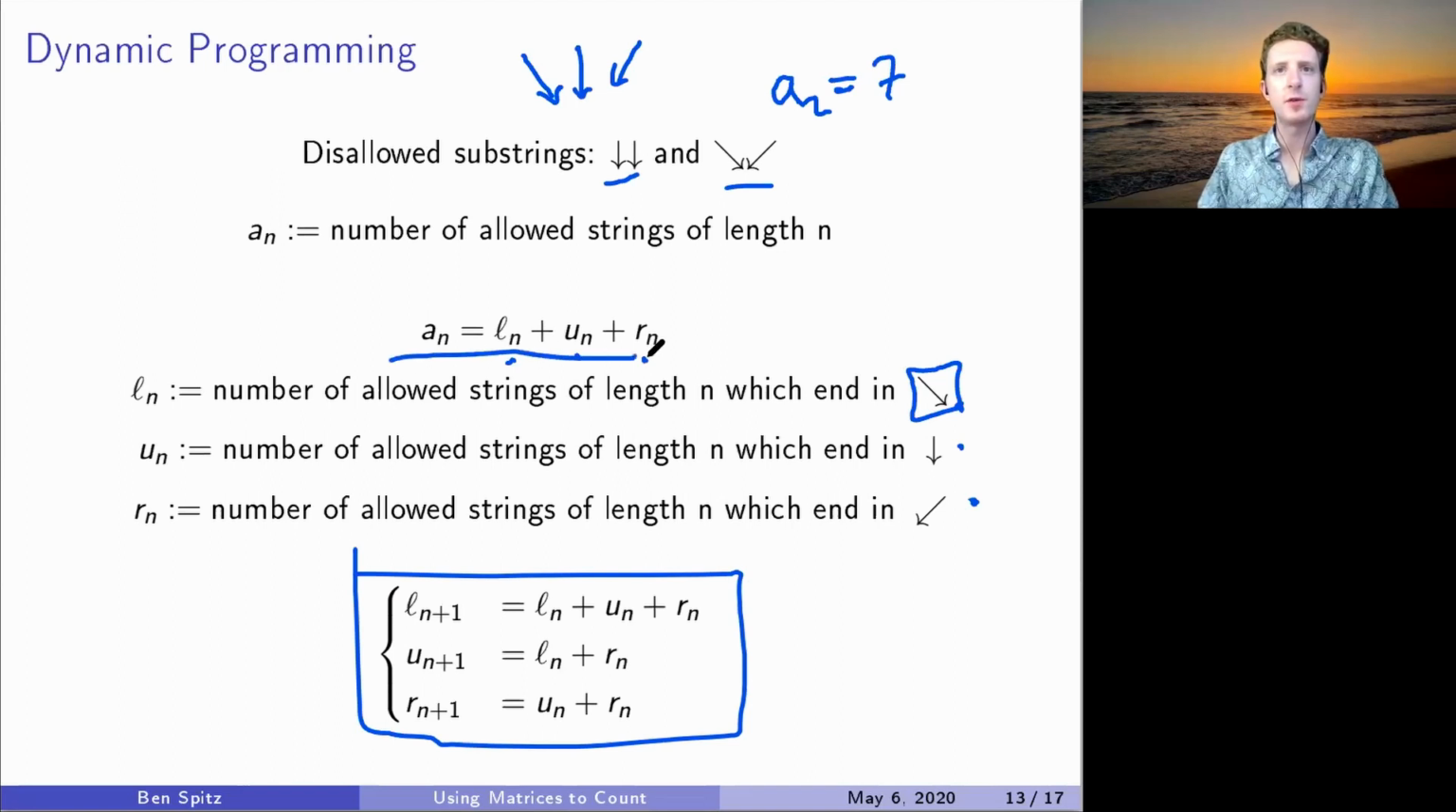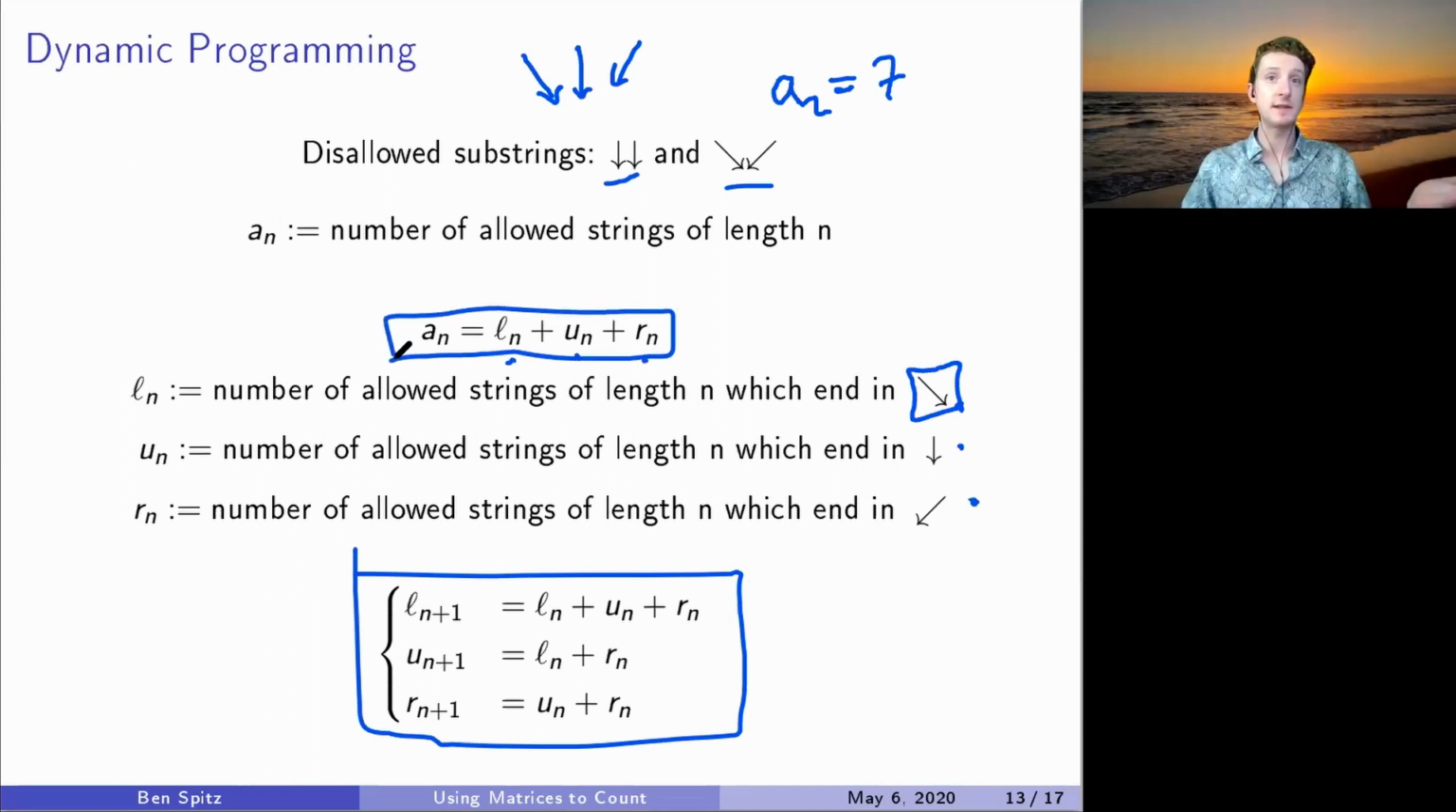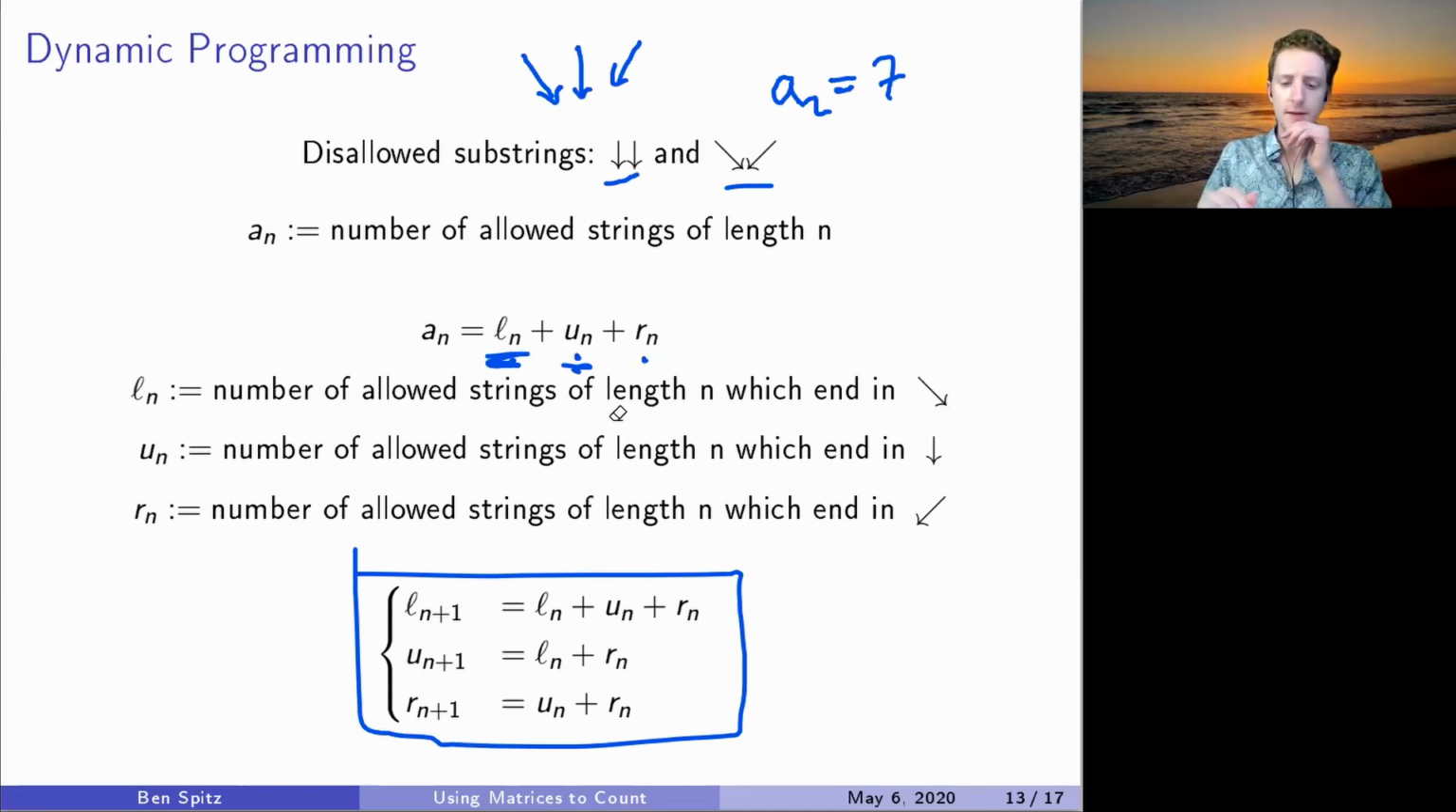So this equation is really just by definition of A_n. A_n is all the allowed strings of length n, and L_n is the allowed strings of length n that end in this thing, and so on. So it's just splitting up by cases. Each allowed string of length n has to come from either this L category, this U category, or the R category, depending on which is the last symbol in the string. That determines what category it's in. The recurrences for each of these categories are maybe a little non-trivial. But the idea is every string lives in exactly one of these categories, since it has to end in this, this, or this, and it can't live in two categories at once. That's why the sum of these three things is A_n.